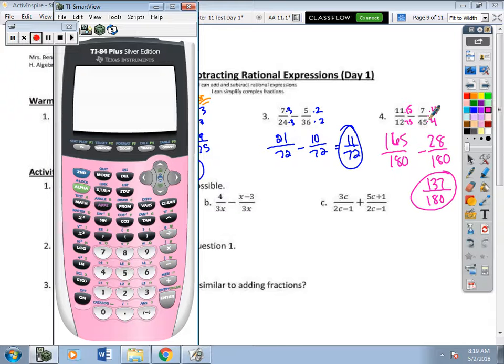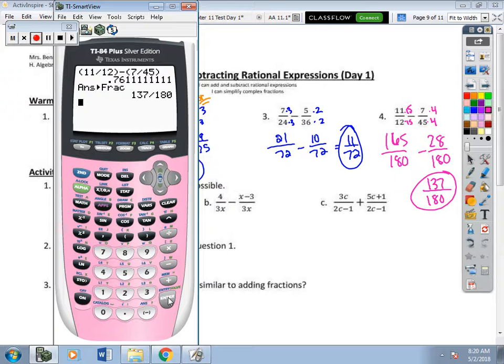you can type this expression in your calculator using parentheses and division. So 11 twelfths, we would put parenthesis 11 divided by 12, close your parentheses, that's 11 twelfths, minus parenthesis 7 divided by 45. And parenthesis, hit enter. We get a decimal. Convert that back to a fraction by pressing your math fraction button. Done.